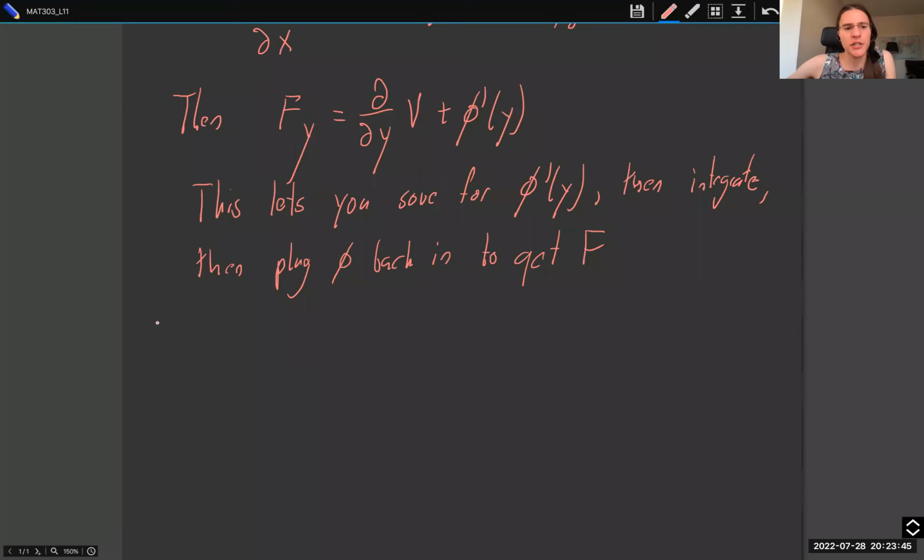So what if our equation is not exact? Then we are going to talk about integrating factors.